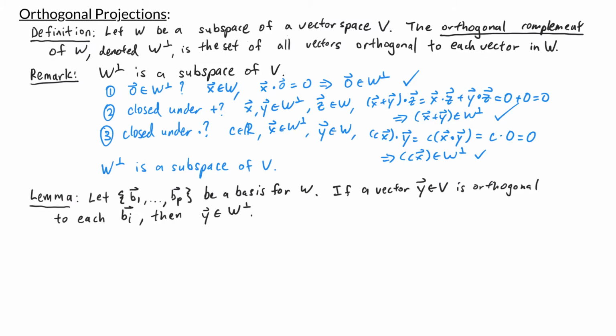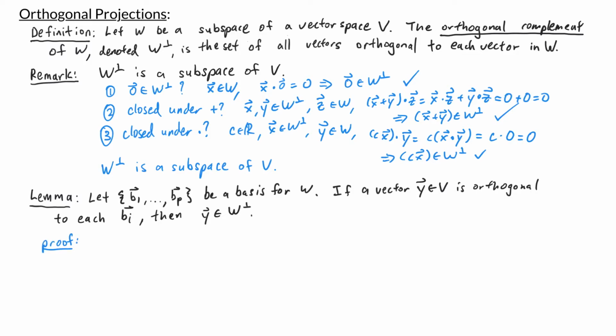Now before we talk about orthogonal projections, we need the following lemma. Let b1 through bp be a basis for W. If a vector y is orthogonal to each of the basis vectors, then I can conclude that y is in W perp. So this lemma tells me that if I want to check if a vector is in W perp, I don't need to make sure that it's orthogonal to every vector in W, I just need to make sure it's orthogonal to each of the basis vectors.